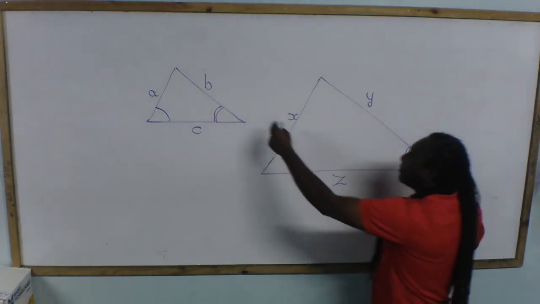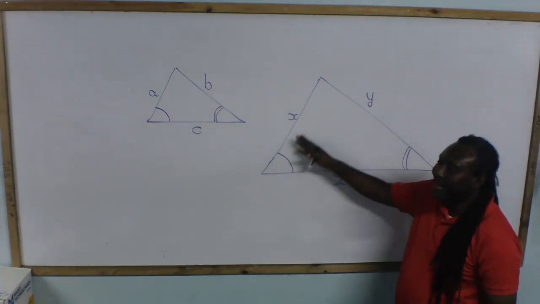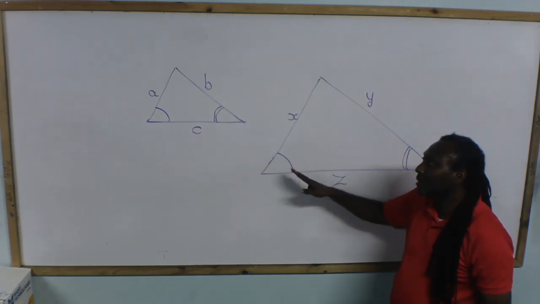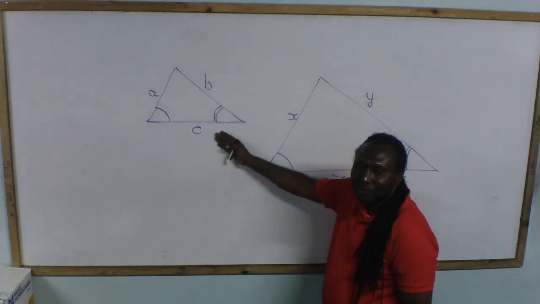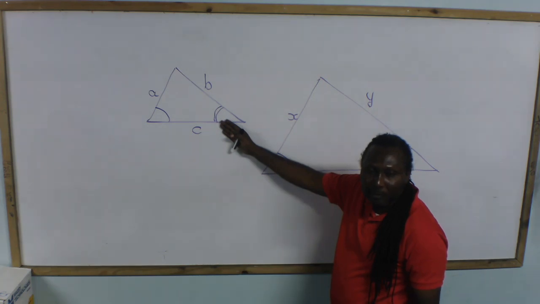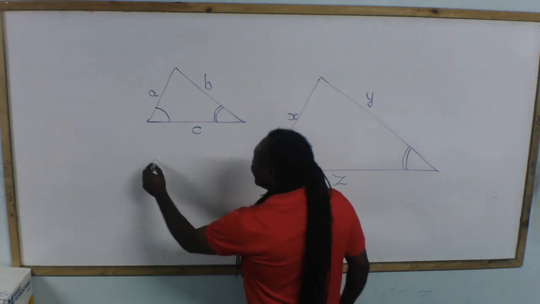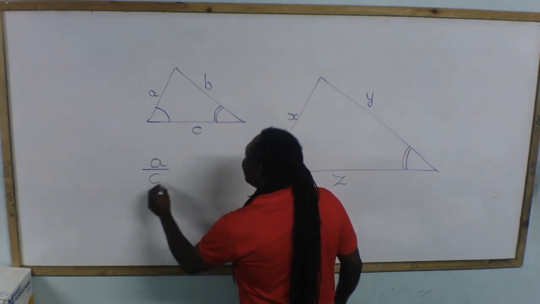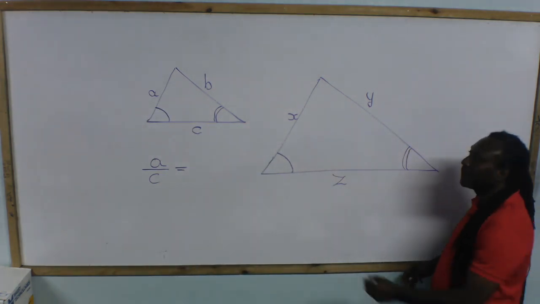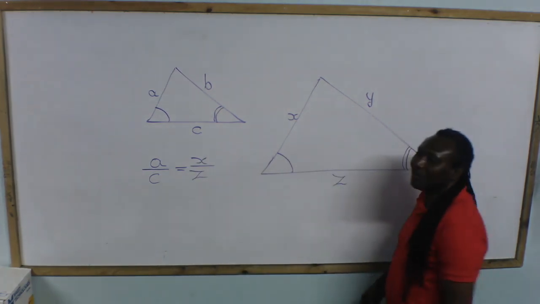So these triangles are similar because they have what? Corresponding angles are equal. And although these are not right angle triangles and these are not formal trigonometrical ratios, we can write some ratios right here. So give me in the form of a fraction, one ratio. A over C, and that will be equal to what? X over Z.